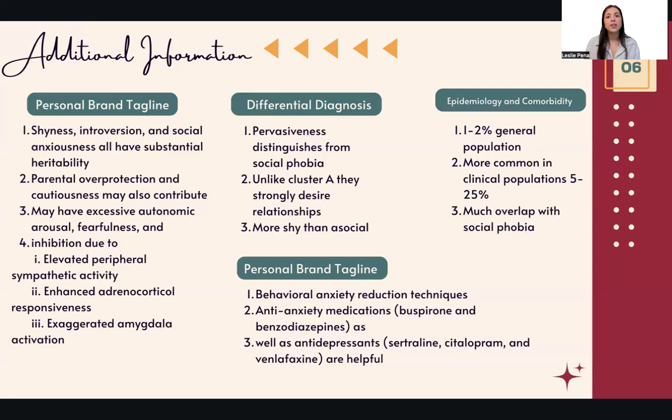Now, differential diagnosis: pervasive, which distinguishes it from social phobias. Unlike cluster A, they strongly desire relationships. They just can't have them, right? They're more shy than antisocial.